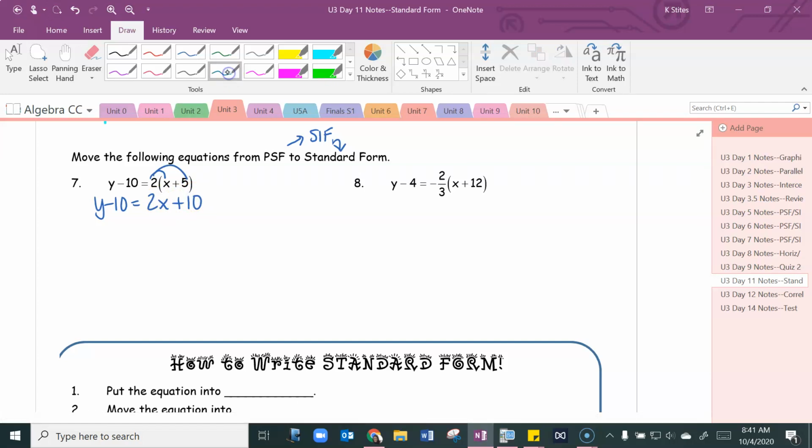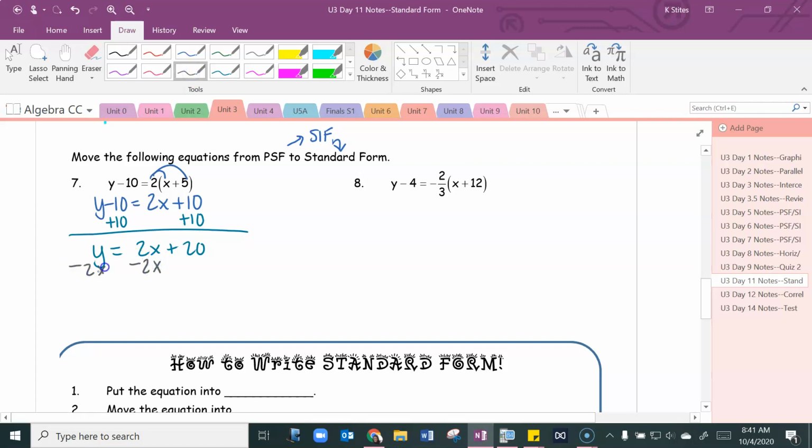And solve for y. So we'll add our 10 over. All right, so I've got y equals 2x plus 20. Easy peasy, we've done this a million times. Now that we're in slope-intercept form, our only thing we have to do is get the x back with the y. So I will just subtract my 2x over so that it will be with y, and we want our x to be first. So negative 2x plus y equals 20. All right, and that's all there is to it.